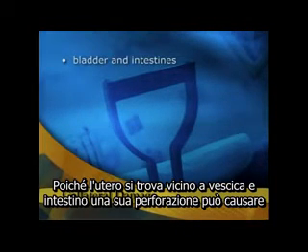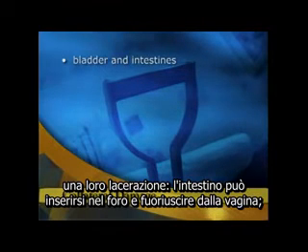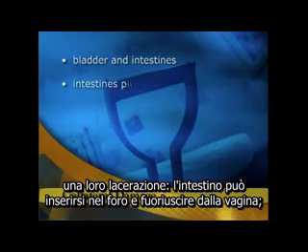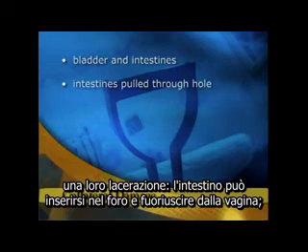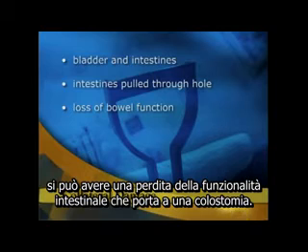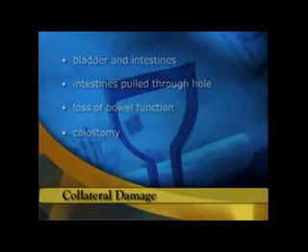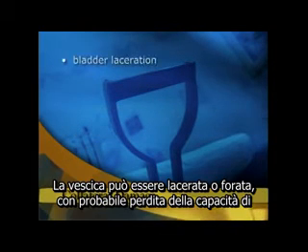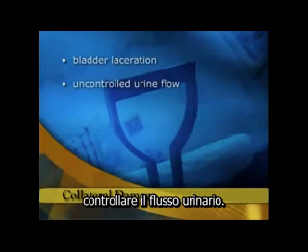Because the uterus is located near the bladder and intestines, a uterine perforation will often result in lacerations to them or other nearby organs. For example, intestines are sometimes pulled through the perforation into the uterus and out through the vagina. This can cause a loss of bowel function, resulting in a colostomy. In other cases, the woman's bladder may be lacerated or punctured. In those instances, the patient may lose the ability to control her urine flow.